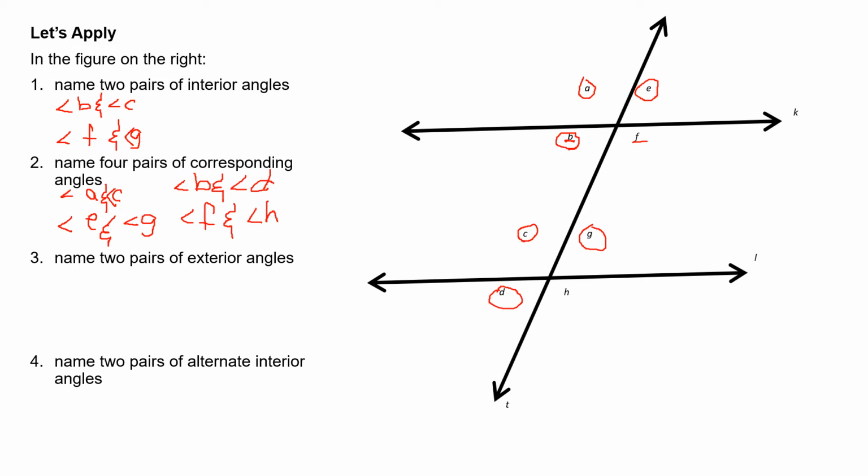So these are already our 4 pairs of corresponding angles. Let us now proceed with number 3, name 2 pairs of exterior angles. So we have 2 pairs of exterior angles here. So exterior angle A and we have exterior angle D. Angle A and angle D. So, they are two exterior angles because they are located at the same side of the transversal line.